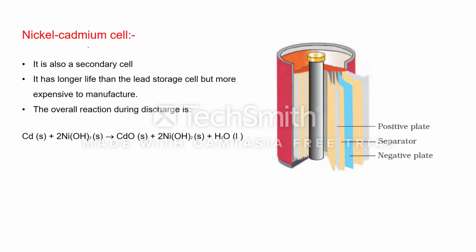Now, nickel cadmium cell. It is also a secondary cell. It has longer life than the lead storage cell but is more expensive to manufacture, and the overall reaction is Cd plus NiO(OH) thrice converting into CdO plus Ni(OH) twice plus H2. This is nickel cadmium cell.